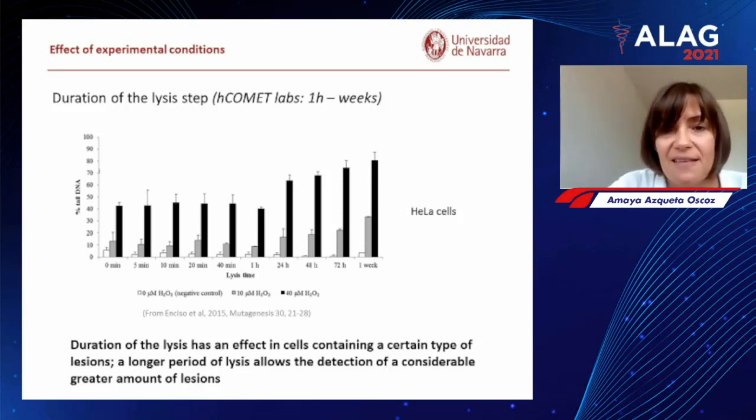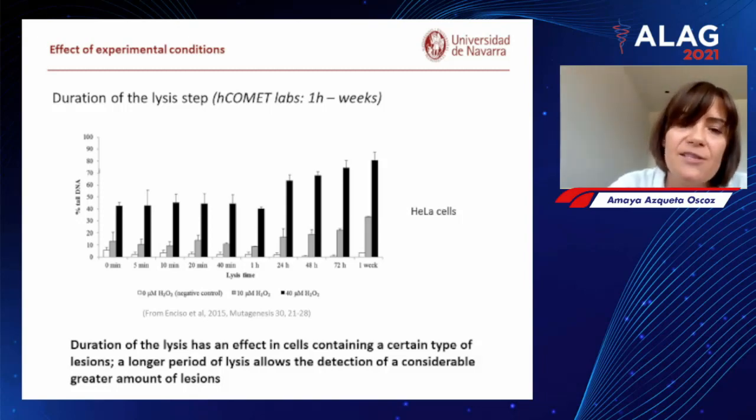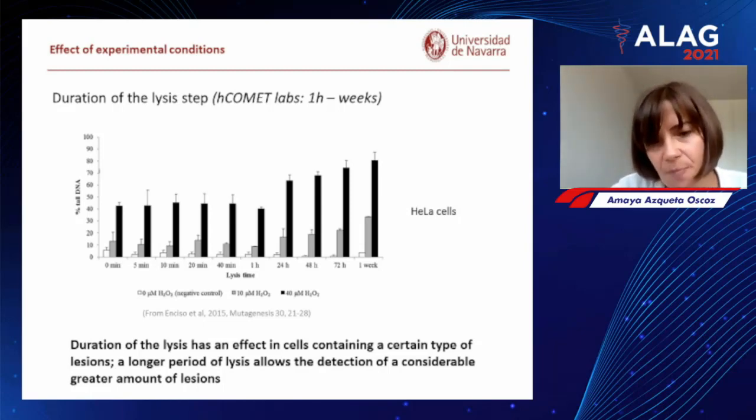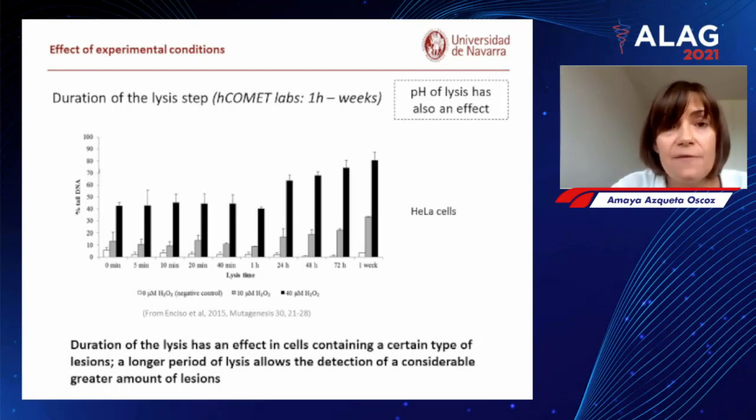Lysis is performed at pH 10, and it is known that some lesions are not stable at this pH. So it seems that lesions that are not detected with the COMET assay during the lysis period are converted into lesions that are detected with the COMET assay, so strand breaks and alkali labile sites. And the kinetics of that conversion is not known. In the case of the lysis, the pH also has an effect in the results.